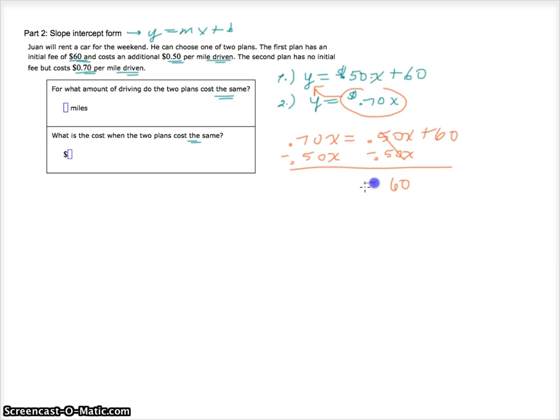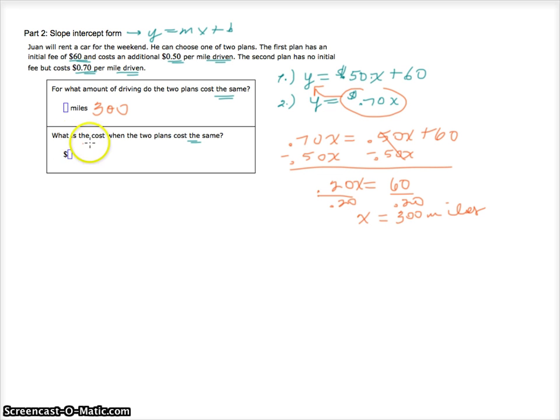I'm going to subtract 0.50x from both sides, and I'll get 60 equals 0.20x. Now I'm going to divide by 0.20. And x, 60 divided by 0.20, will be 300 miles. So they will have to drive 300 miles for the plans that cost the same.